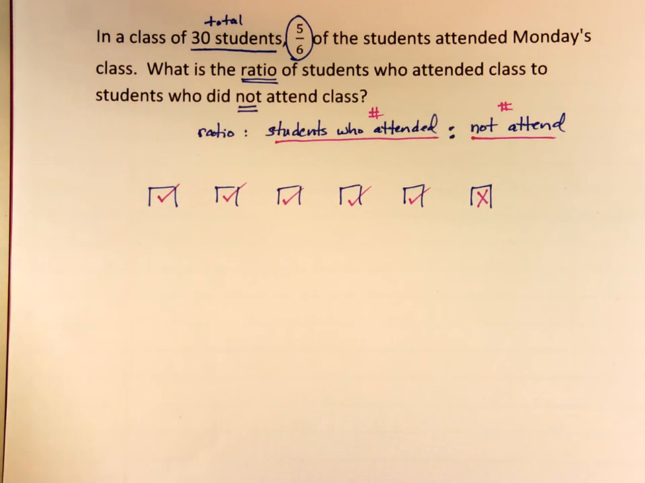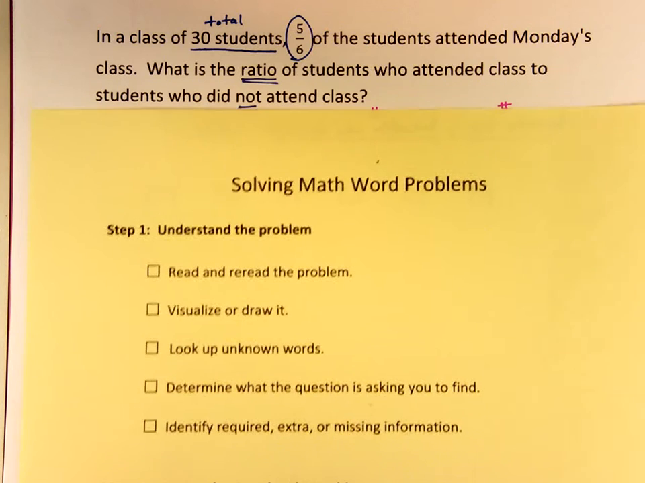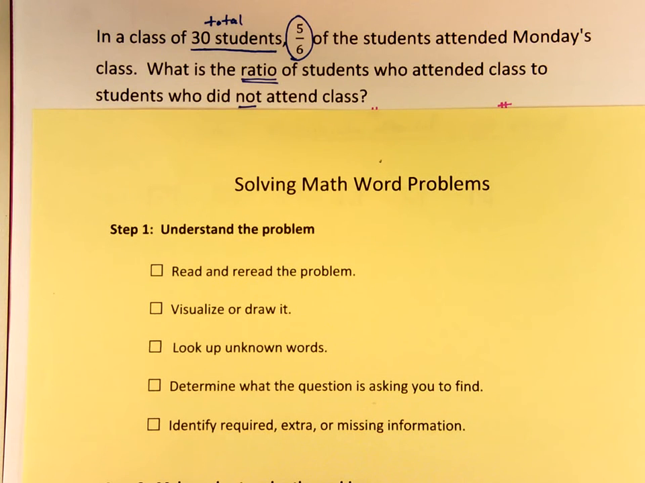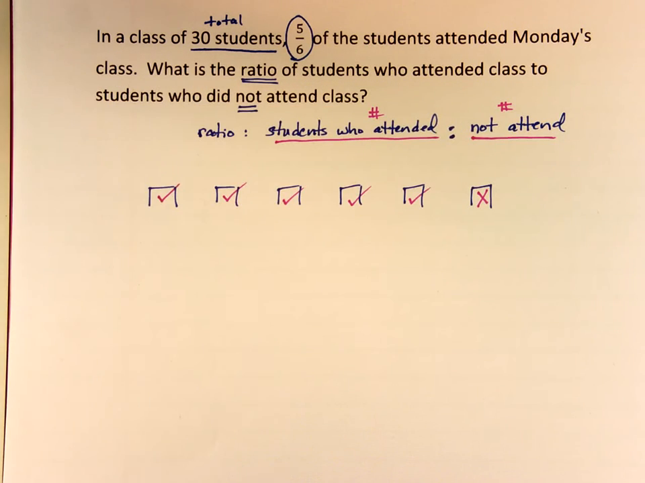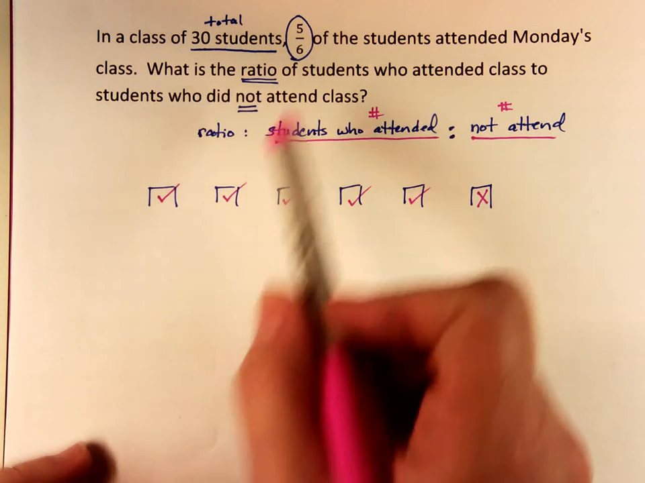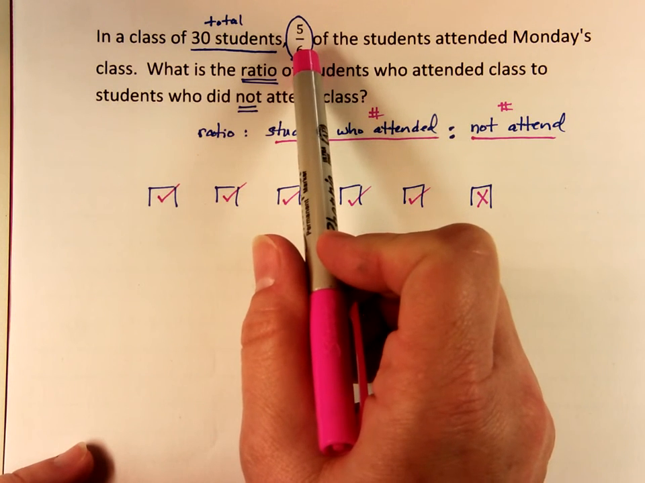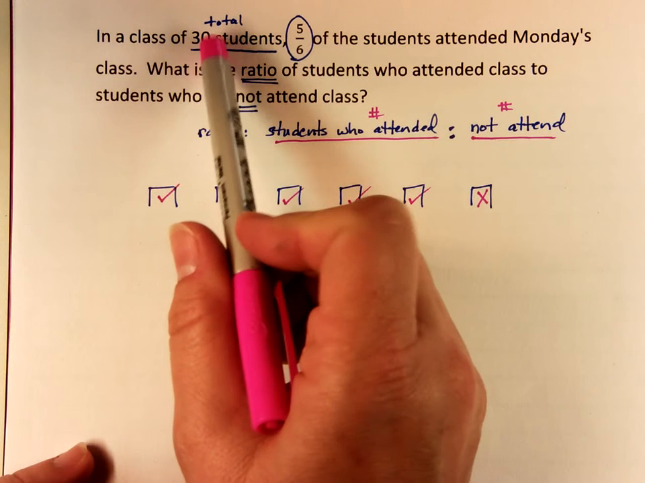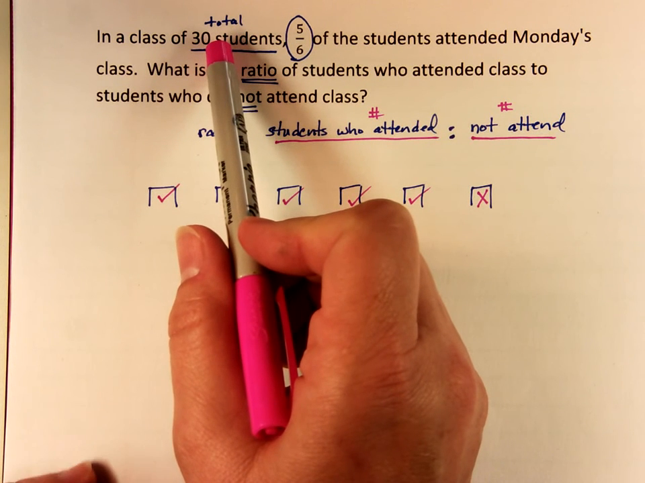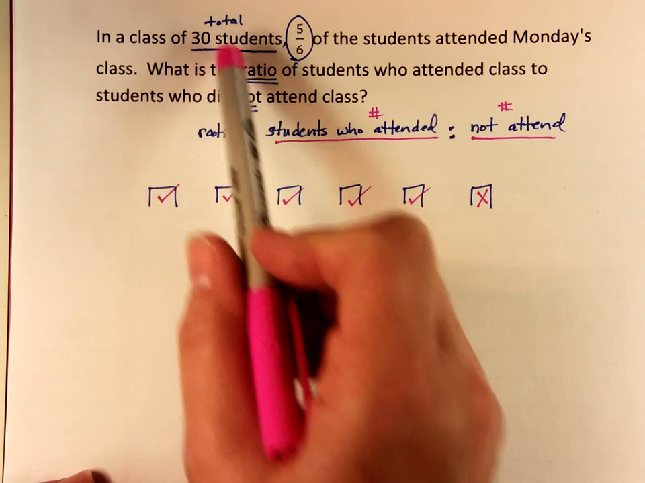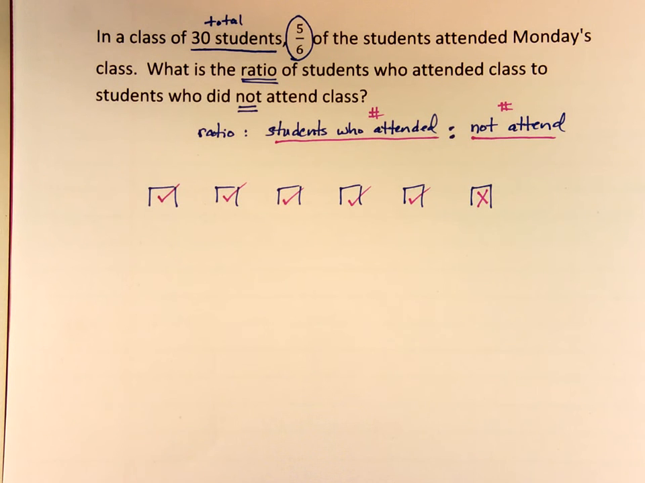Do we have all of the required information that we need? We actually do. Even though I don't see another number, we're going to have to subtract. If we know that 5/6 of the students attended, and we have the total number of students, we should be able to calculate the number who did not attend. That will be one of our calculations as we go.